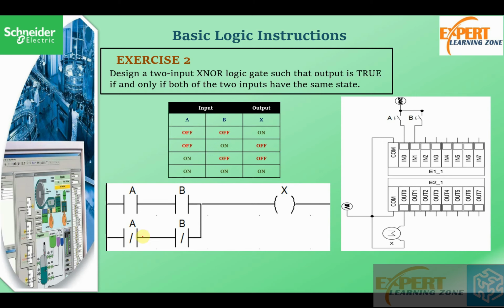So if A is off and B is on, then B is on means this B contact becomes closed and this B contact becomes open. In that case, A is off, so there will be no flow of logic here. A is going to prevent it from passing through from this point. And for the second branch, A will allow it, but this B is open, so this logic will be stopped here, and the output is 0.